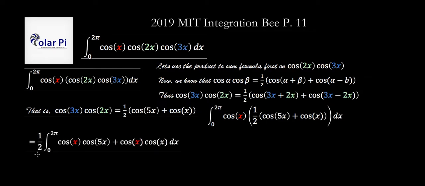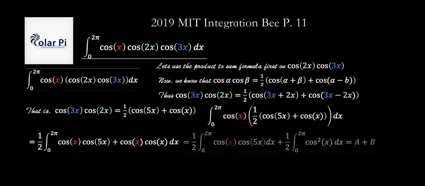Okay, cool. Now, on this part, guess what we're going to do? Product to sum formula for cosine again. And in this part, we have cosine squared. So before we do all that, let's split this integral into two integrals, right? And this is the correct split, right?